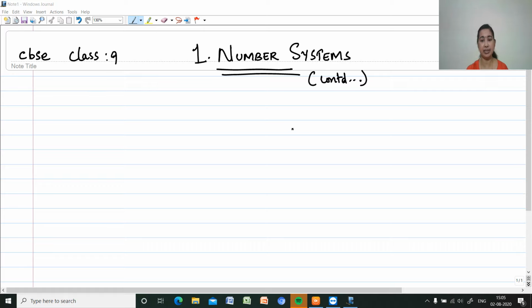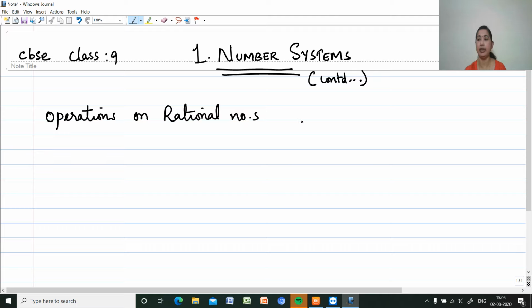Here I am continuing with CBSE Class 9 Chapter 1 Number Systems. So here I am discussing the operations on rational numbers, and also with irrational numbers. So we'll write it as real numbers, not only rational but with irrational also. So operations on real numbers, that will be the apt heading.